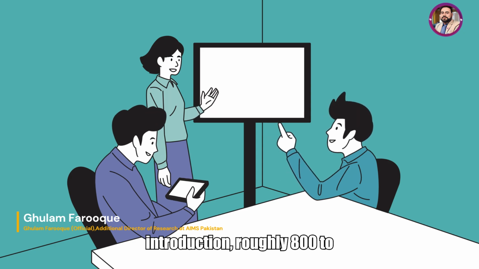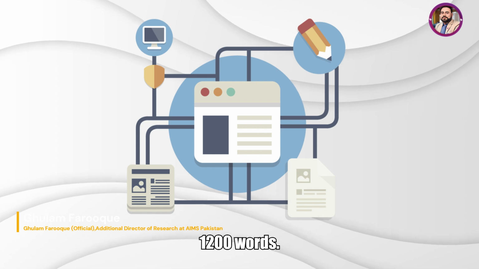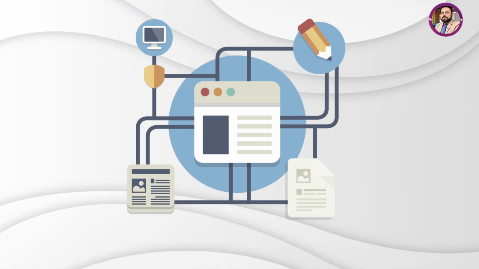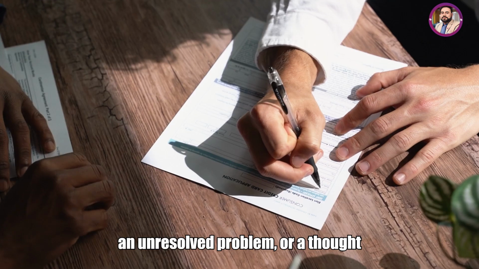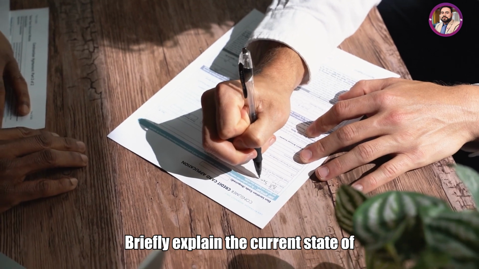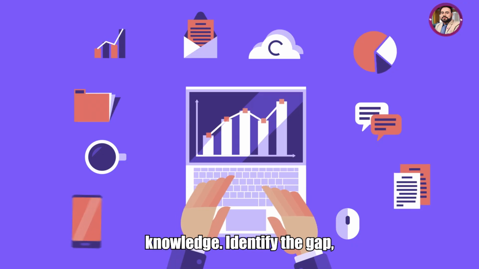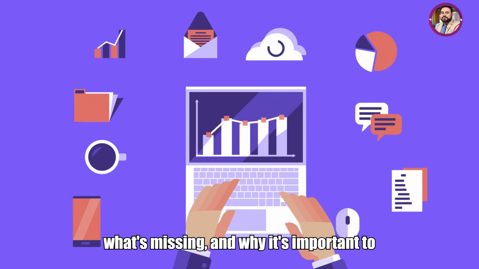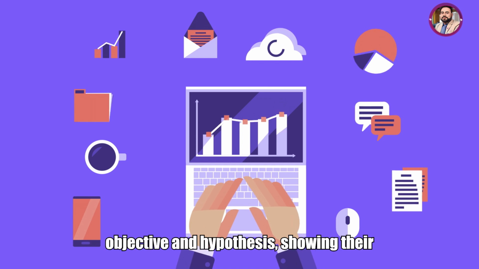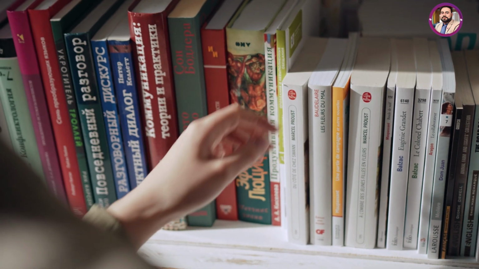Now, the introduction, roughly 800 to 1,200 words. Start with a hook, maybe a striking fact, an unresolved problem, or a thought-provoking question. Then, briefly explain the current state of knowledge. Identify the gap, what's missing, and why it's important to address. Finally, state your objective and hypothesis, showing their direct relevance to the field.